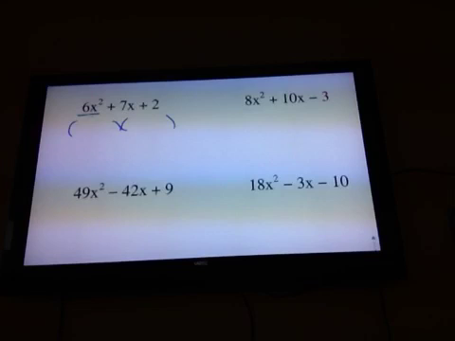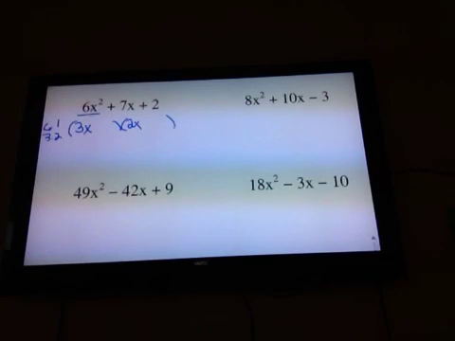First times first is 6x squared. So, I can choose 6 times 1, or I can choose 3 times 2. I like 3 and 2. So I'm going to go with 3x times 2x. My last term is positive, which means my signs are the same. I'm going to look to the middle, and it's going to be plus plus.